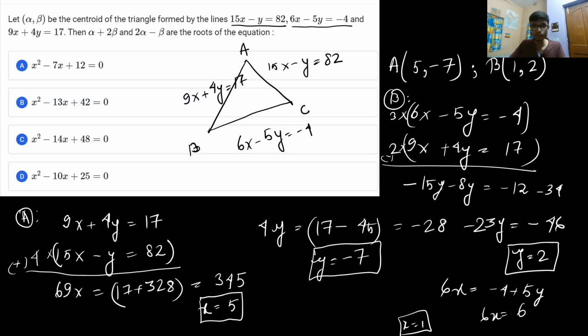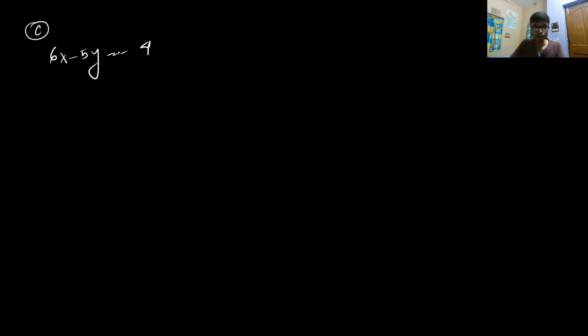And simultaneously, if you solve the other two equations for the particular point C, that is 6x minus 5y is equal to minus 4, and the first equation was 15x minus y is equal to 82. So if you multiply the second equation by 5 and then subtract, this is 75 minus 6, so this will again become minus of 69x, and this particular term will get cancelled, and similarly this will become minus 4 minus of 410. Okay, 82 into 5 is basically equal to 410. So this is equal to minus of 414. So from here you get the value of x is equal to minus of 414 divided by minus of 69.